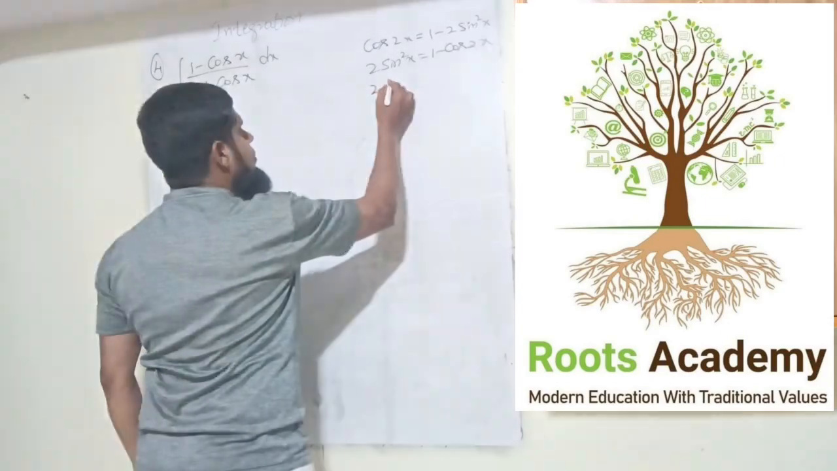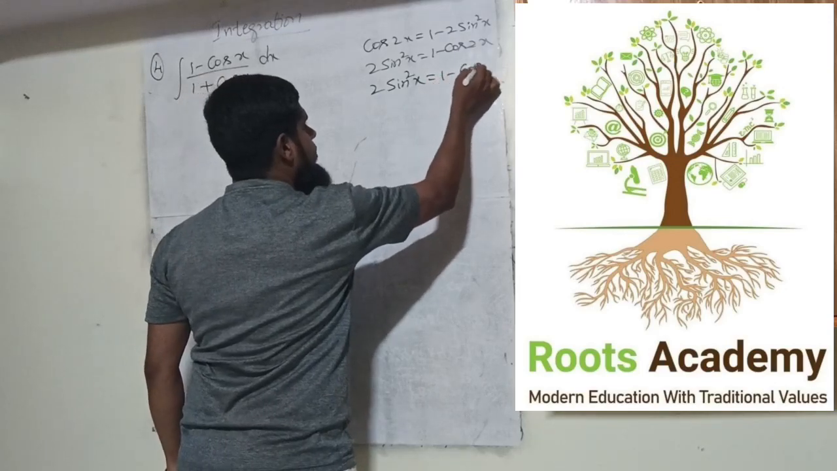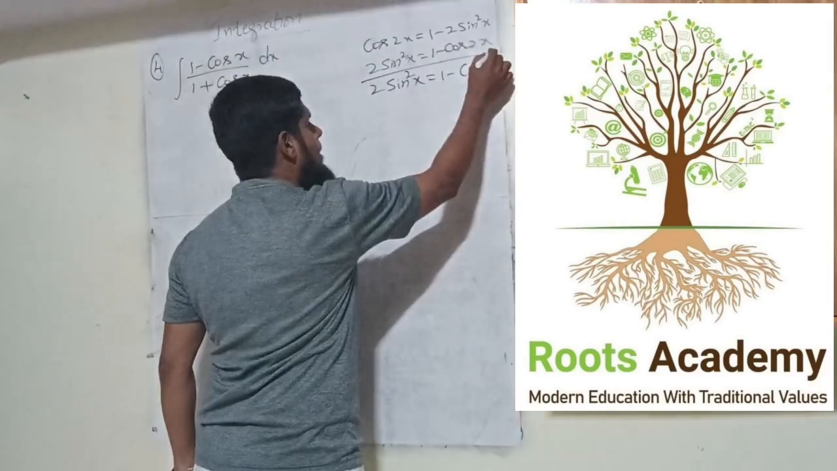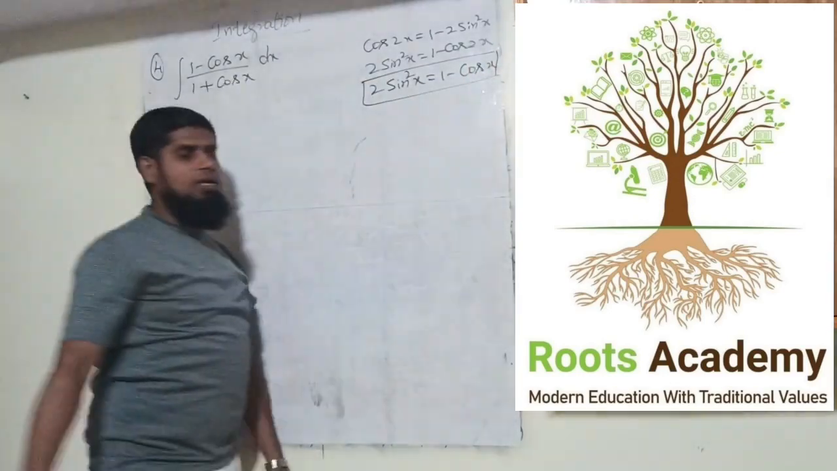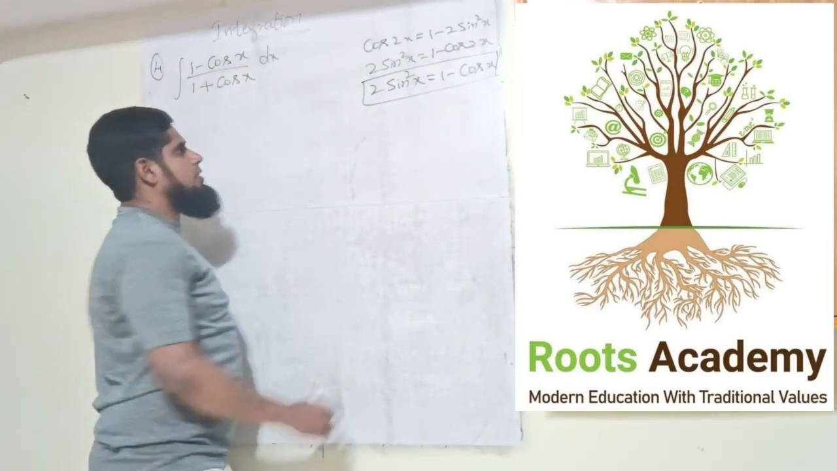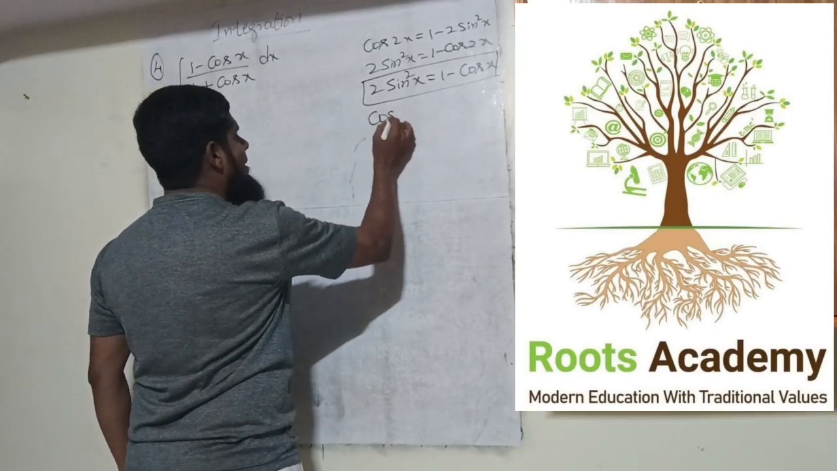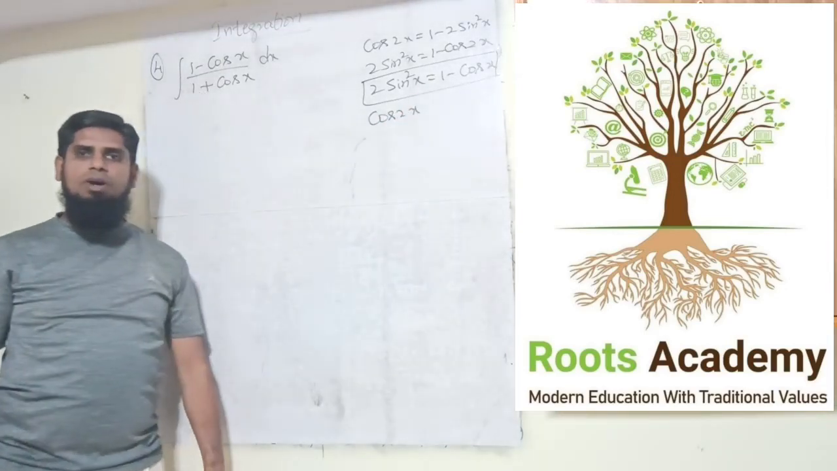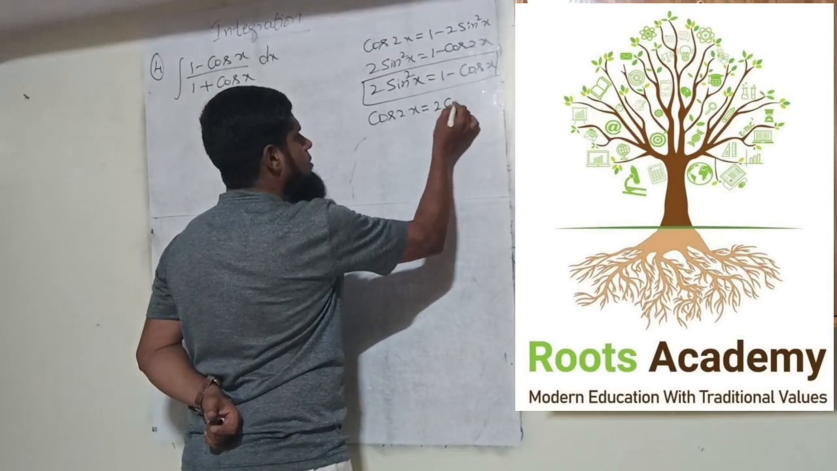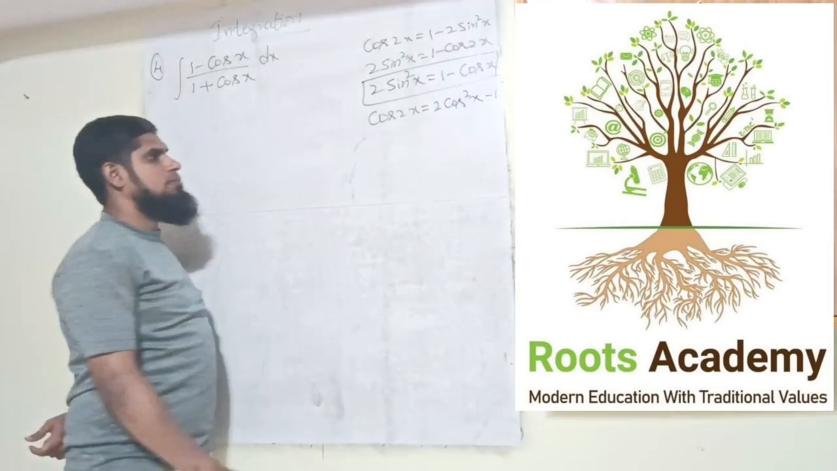So what will I get? 2 sine square x by 2 can be written as 1 minus cos x. This is my numerator part. So 1 minus cos x can be written as 2 sine square x by 2. Next, like that, what is 1 plus cos x? Let us see here. Again I will use the cos 2x formula, but this time I will take the other formula of cos 2x, that is 2 cos square x minus 1.